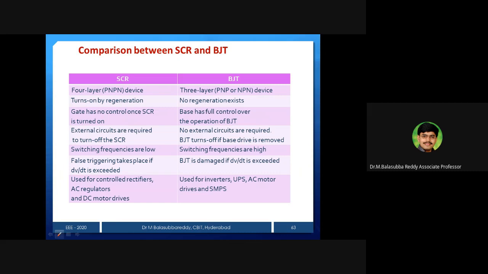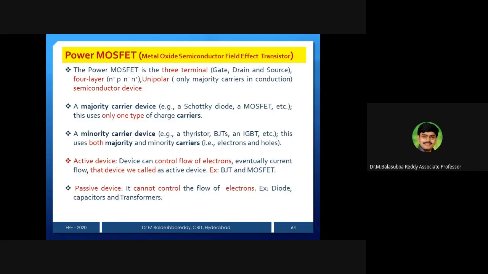SCR is used for controlled rectifiers. SCR can be used in all the controllers like AC regulators, DC drives, choppers or inverters. But the BJT will be used in low rating inverters, UPS and AC drives, and SMPS, switched mode power supplies. For these applications, we can use it as a transistor. So in the next class, we'll see the MOSFET.